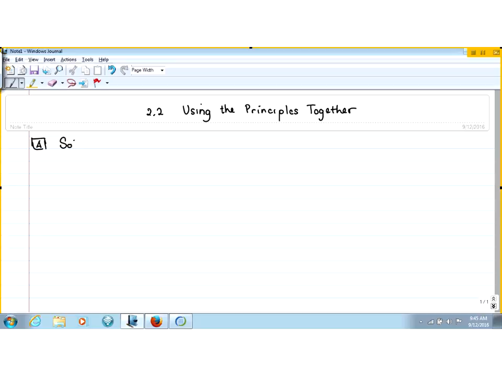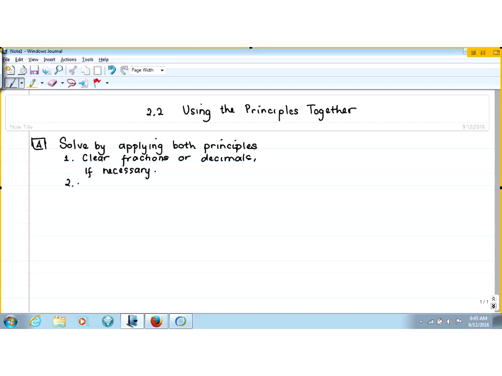So first, solve by applying both principles. Okay. So what do you do first? What we need to do is 1, clear fractions or decimals, if necessary. 2, remove parentheses by applying the distributive property. So this is if necessary. Also, if we don't have parentheses, then we don't need to do it.